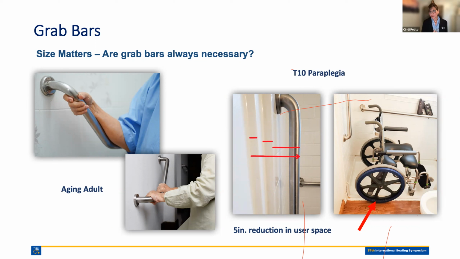So looking at the photo on the right, for a T10 paraplegic client, I actually flew to Chicago last year and looked at this bathroom and evaluated it in person. This bathroom was modified before this client came home from inpatient rehab. He had no idea what he was coming home to. So they modified the bathroom, and then right before discharge, they delivered this RAS shower chair.